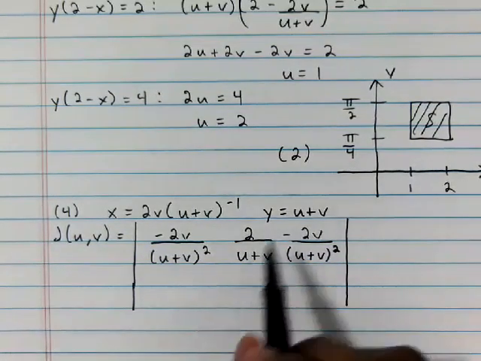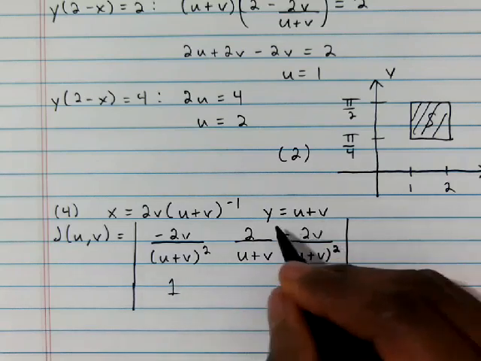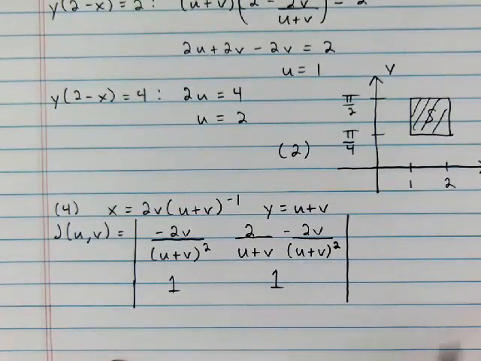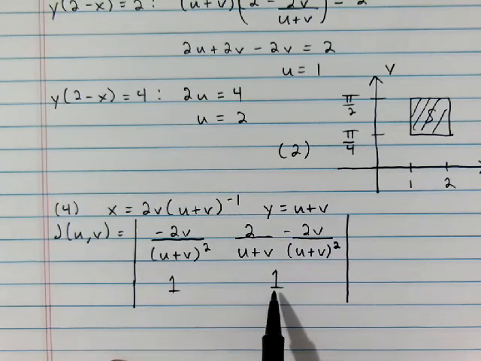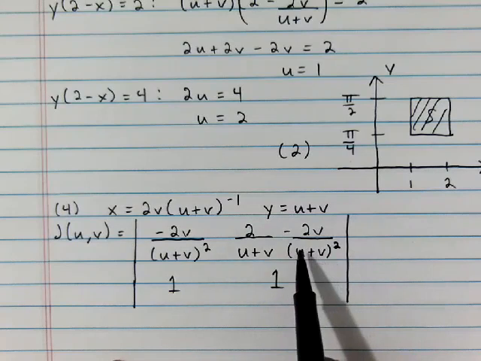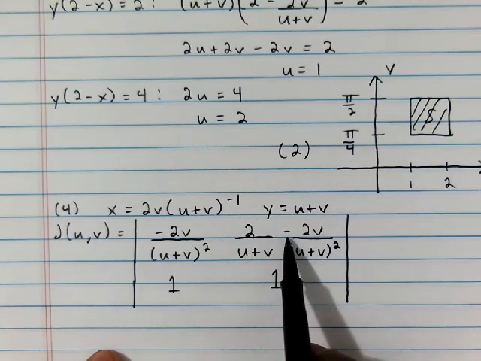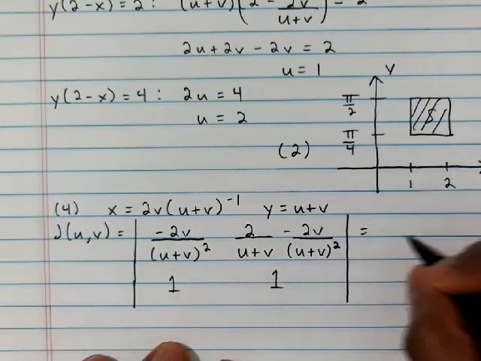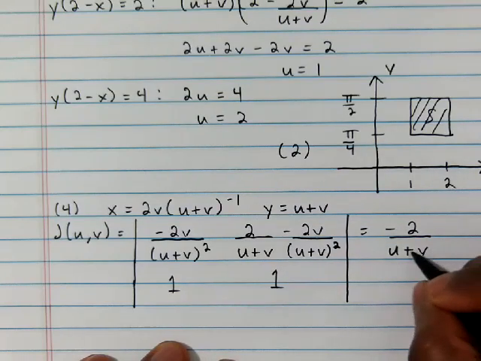And now the partial of y with respect to u is just 1. And the partial of y with respect to v is just 1. So now we need to take this determinant, and we're going to get this minus, so that times that, which is 1. So this minus this thing, and so it's going to be this. That's going to have a negative sign in front of it. That's going to switch to a plus. So those two terms are going to cancel. So we'll just end up with negative 2 over u plus v for our Jacobian.